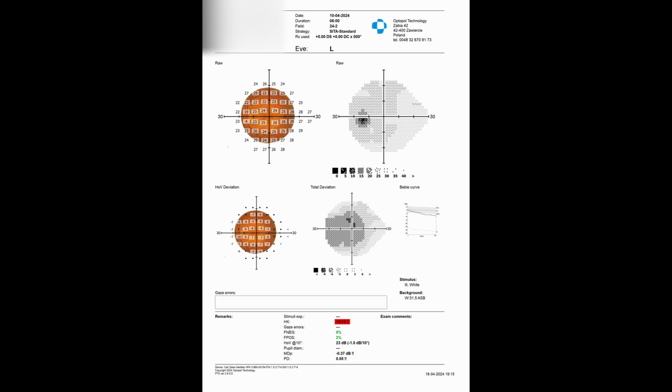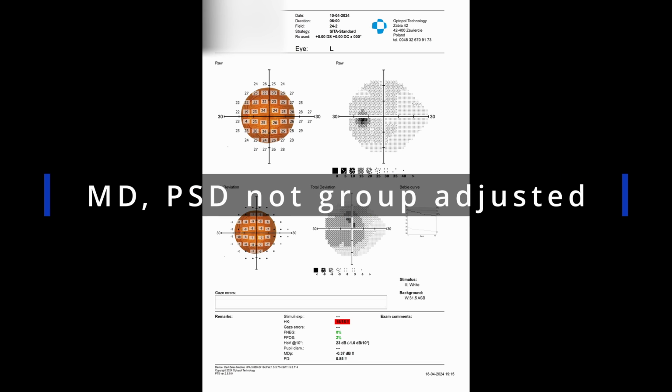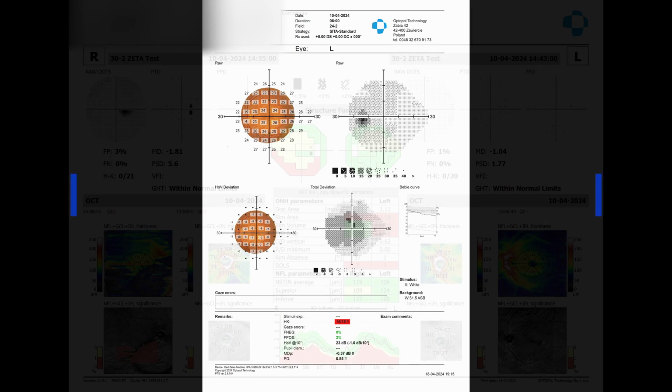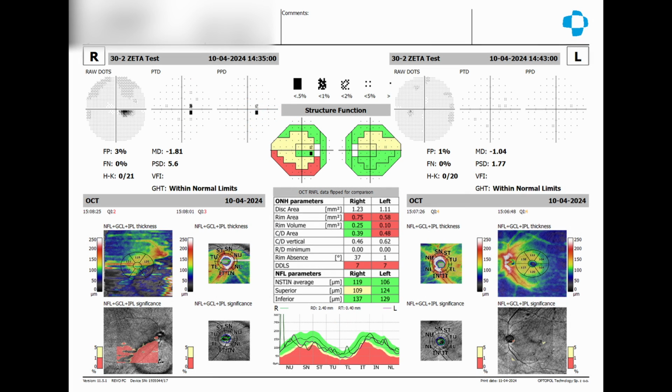This is a super feature for Humphrey, no doubts about that, but it's pricey. This is an add-on and you need to pay a lot of money, like with all the features that a company from Jena offers. Additionally, we don't have the MD and PSD adjusted to the normal population. So you do not have the probability index associated with those two values.